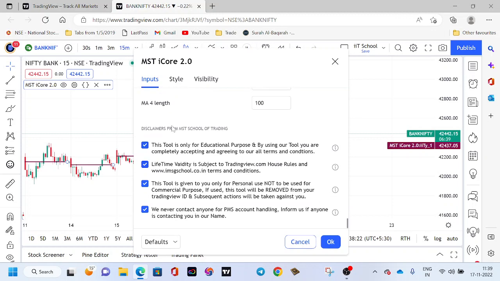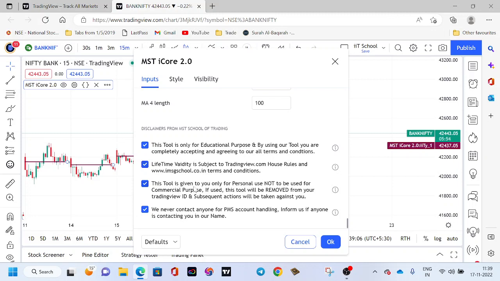That's all. So here, the disclaimers are very important. This tool is only for educational purposes, as we are not SEBI registered. So we are supposed to say this disclaimer. This is for educational purposes, and by using our tool, you are completely accepting and agreeing to all our terms and conditions. We are offering lifetime validity, subject to tradingview.com house rules and www.imsischool.co.in terms and conditions. As of now, we have a 5 year license to offer lifetime validity. Once this 5 years is over, we will be renewing, and whatever fees are due in that duration, you have to pay.